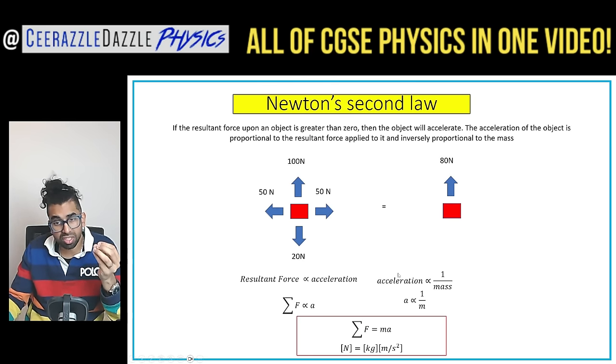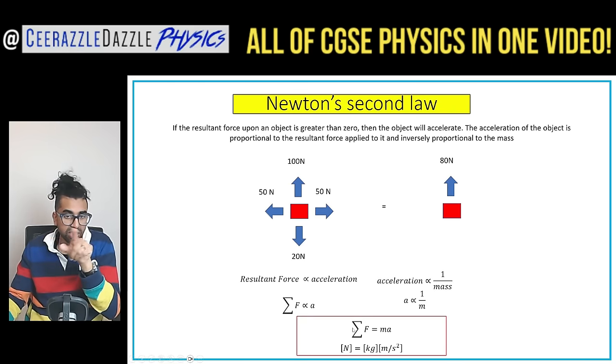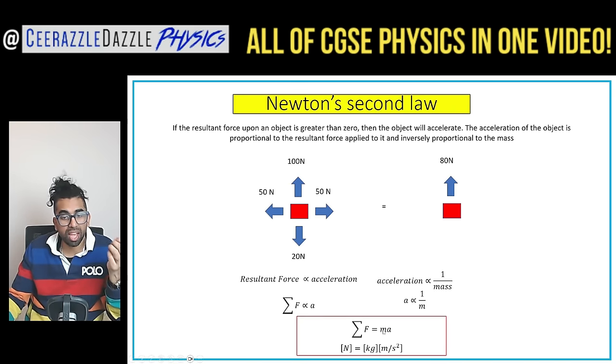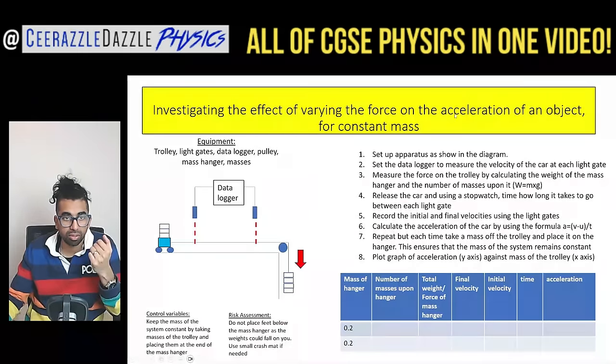And it also states that the acceleration of the object is inversely proportional to the mass of the object. So therefore, the greater the mass of the object, the lower the acceleration will be. So we have F is proportional to a, and a is proportional to 1 over m. Combining them together, we get the resultant force, which is this symbol, sigma F, is equal to m times a, where the force is measured in newtons, the mass is in kilograms, and acceleration is meters per second squared.